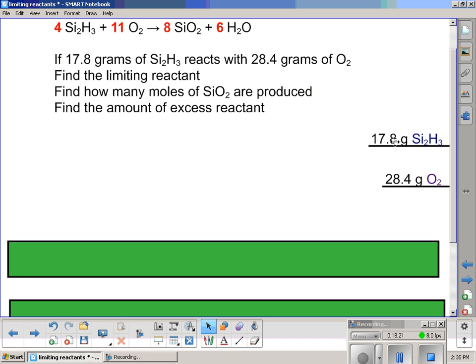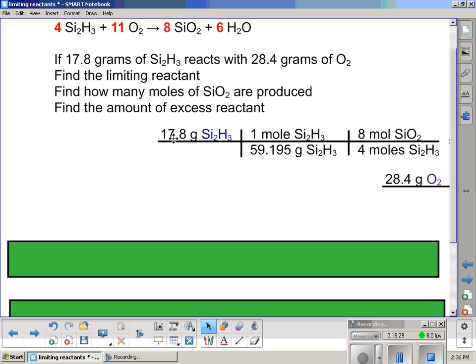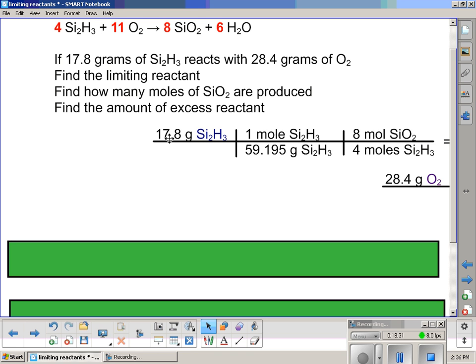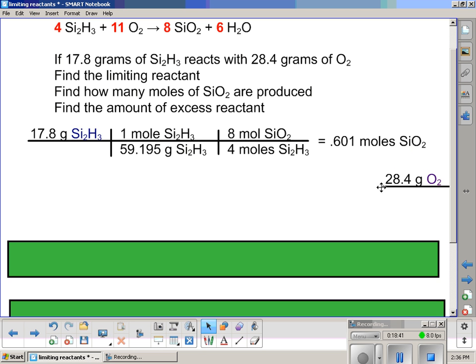So again, we're starting with 17.8 grams of one reactant. Convert to moles. We do our mole to mole conversion. 4 of these for every 8 of these. And finally, pushing buttons on the calculator, that would make 6.601 moles of silicon oxide.